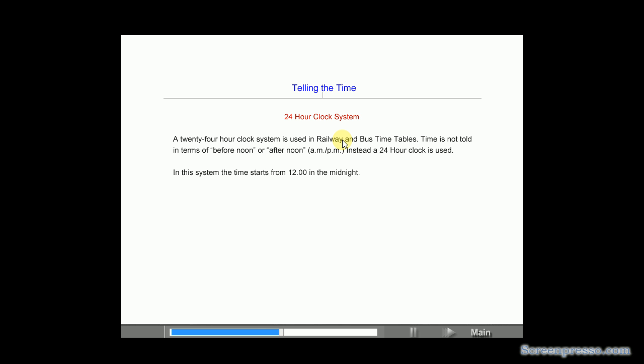In this system, the time starts from 12:00 in the midnight. The time 12:00 in the midnight is termed as 0 hours in the 24-hour clock system. That is 00:00.